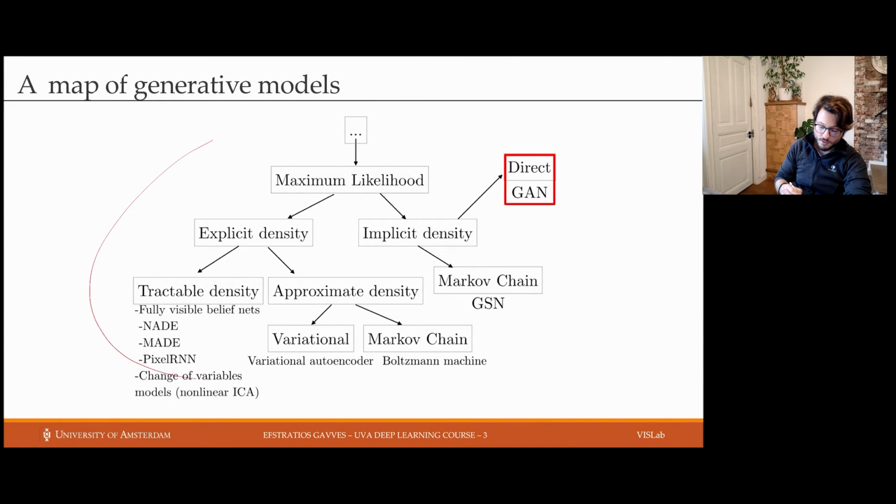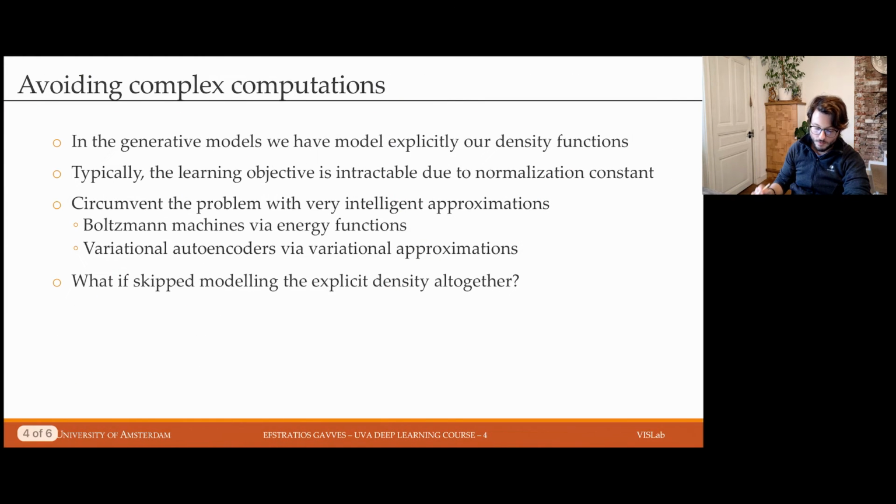So in our tree of generative models, GANs situate themselves on the implicit density function subtree. So why is that? What's the point? So we've seen that in our generative models so far, the main goal is to explicitly model our density functions, our P of x or P of z and x, and usually this is for one reason or the other intractable. More often than not because of the normalization constant.